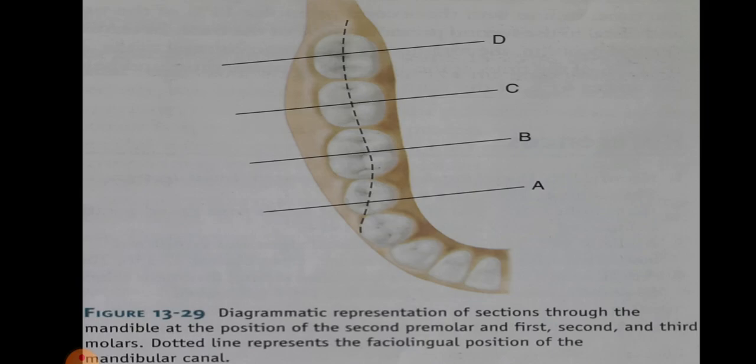It is only with the first molar that the mandibular canal is located slightly lingual to the apices. With the second and third molars it is in line with the apices, whereas for the second premolar it is vertically below the apices of the second premolar.